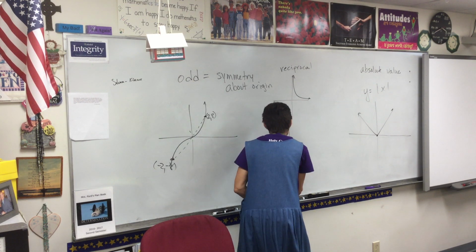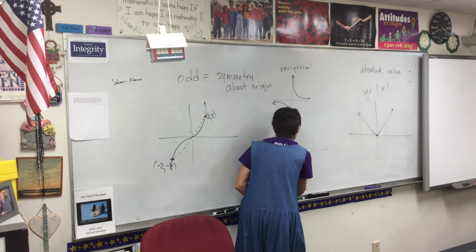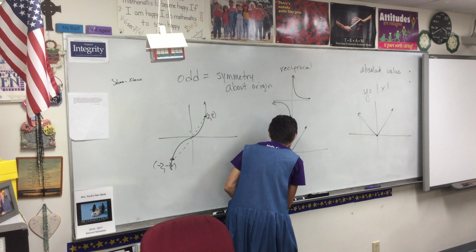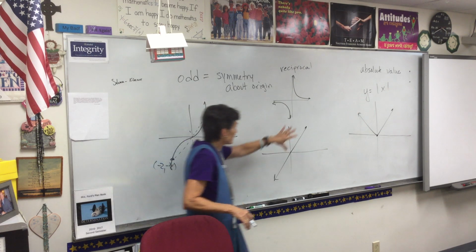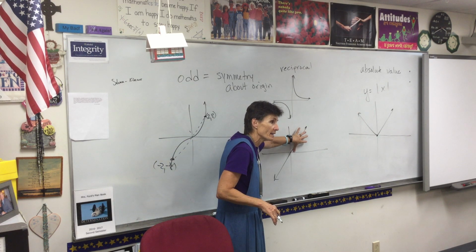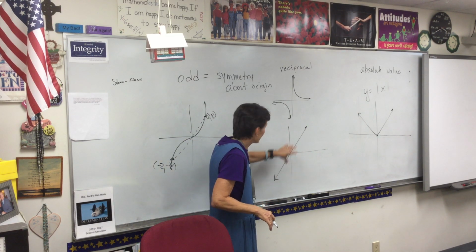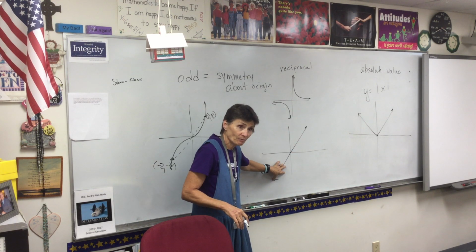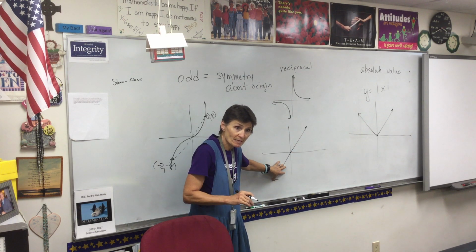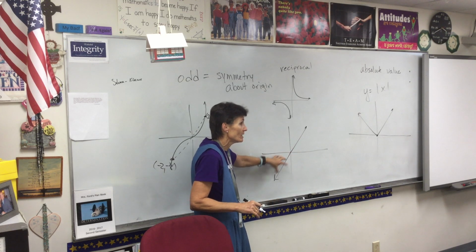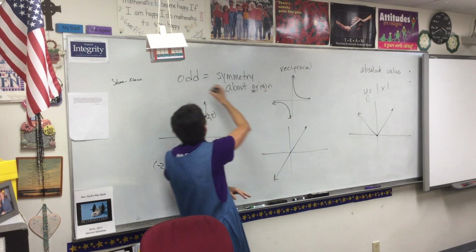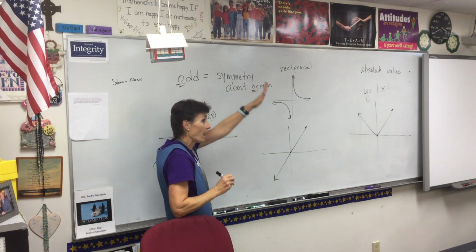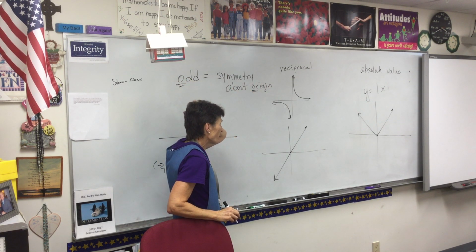The identity. There's another one, guys. Your identity function has symmetry about the origin, because if you take quadrant 1 and fold it, doesn't it land right on top of itself? That's what symmetry means. It comes right back onto itself if you flip it across the origin. That's what odd means. O-O, odd, origin.